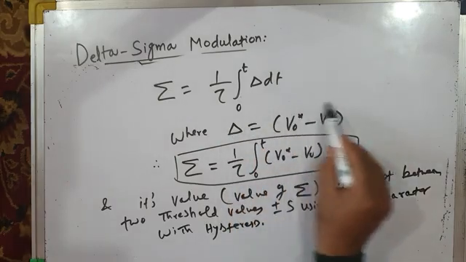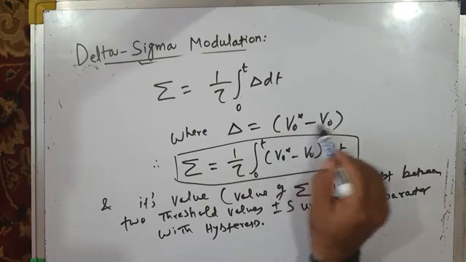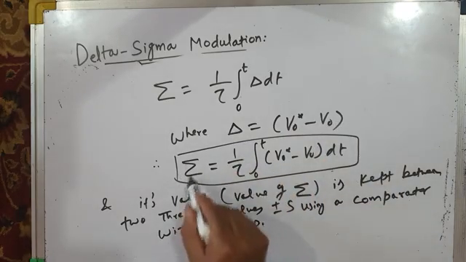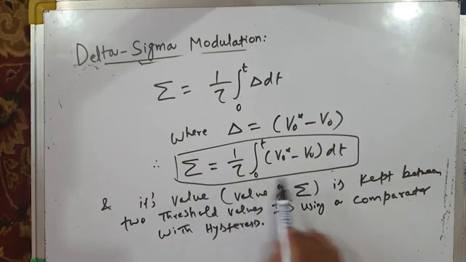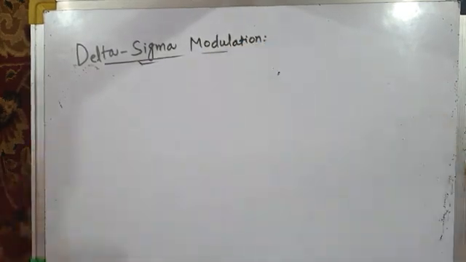You are first of all taking the error between the reference voltage and the actual voltage. You are then integrating that error, so delta sigma. That integrated error sigma is then kept between two threshold values, upper hysteresis band and lower hysteresis band, using a comparator with hysteresis. It will be clear to you if I draw a simple waveform to explain it.